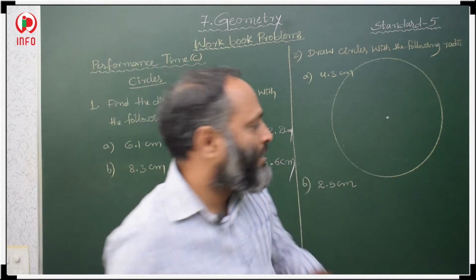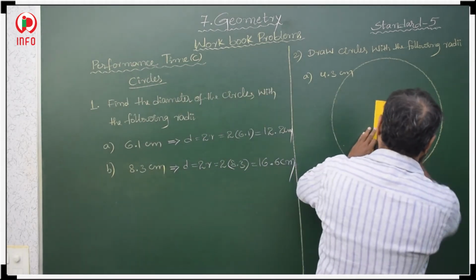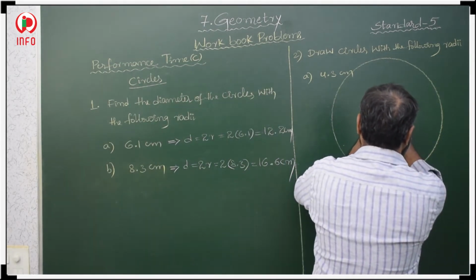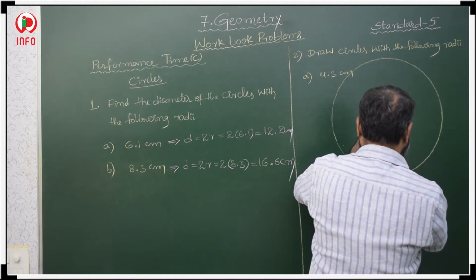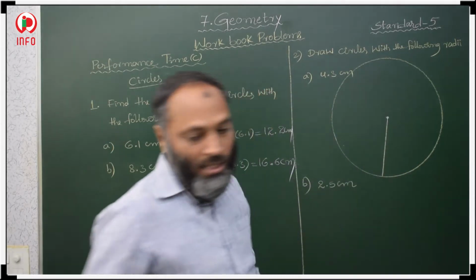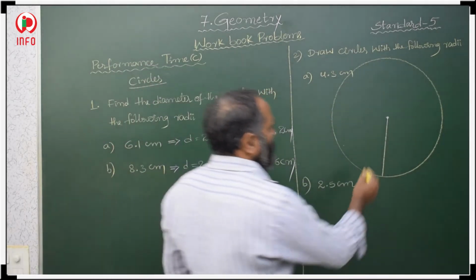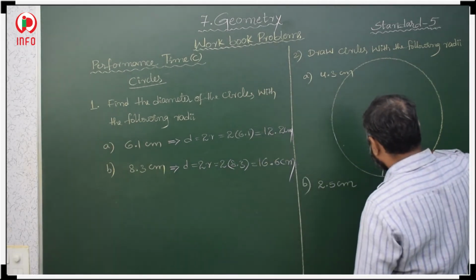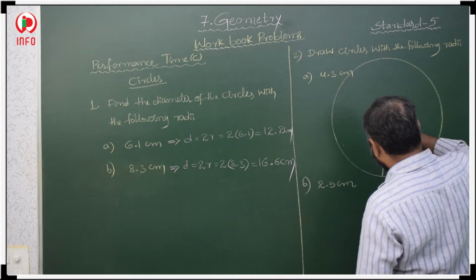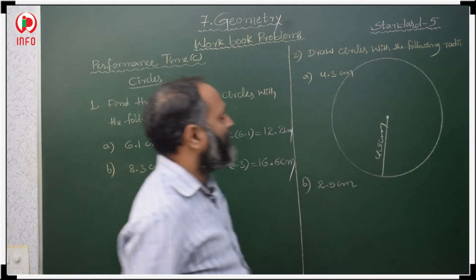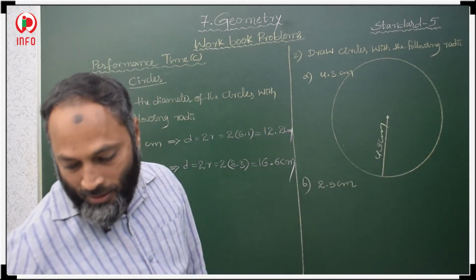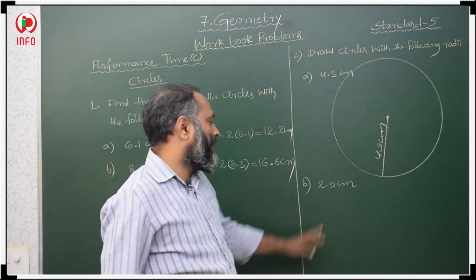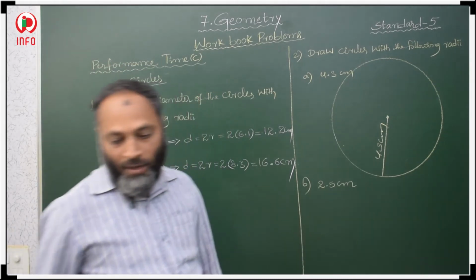Once you join this and measure the length of the radius, you will get exactly 4.3 centimeters. So what is the radius here? 4.3 centimeters. Next, in the next one, we have to draw a 2.5 centimeter circle.